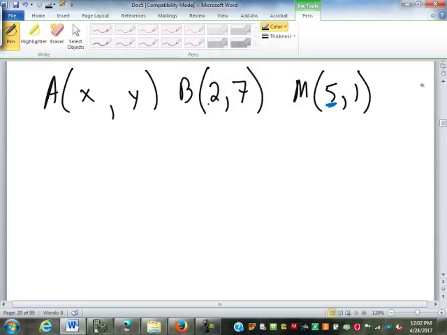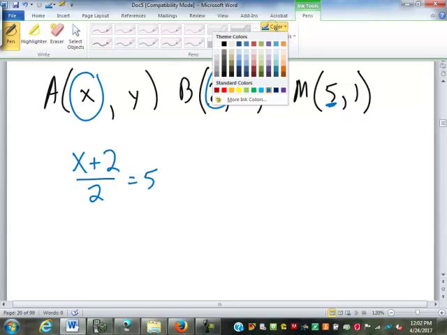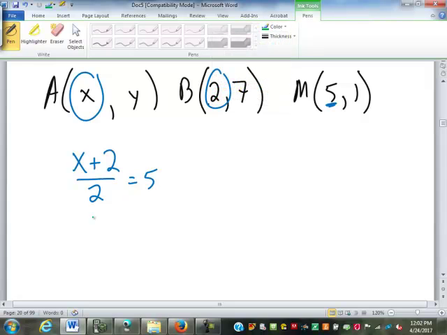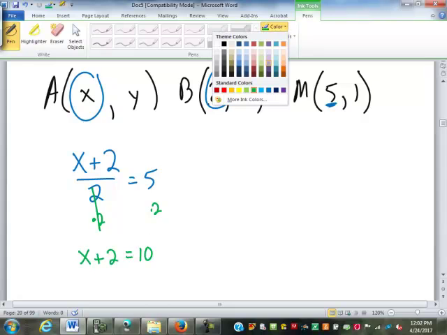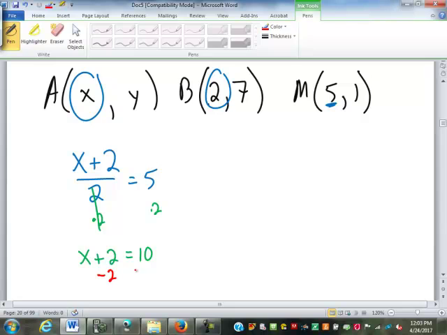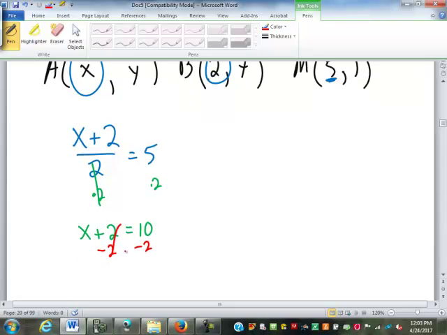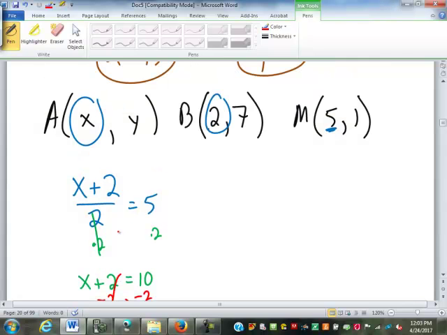So I know this 5 came from averaging together the two x coordinates. So x plus 2 over 2 equals 5. We solve for x. Multiply by 2. So x plus 2 equals 10. And then I'm going to subtract 2 to get x equals 8. So I know the x-coordinate up here of this endpoint is 8.